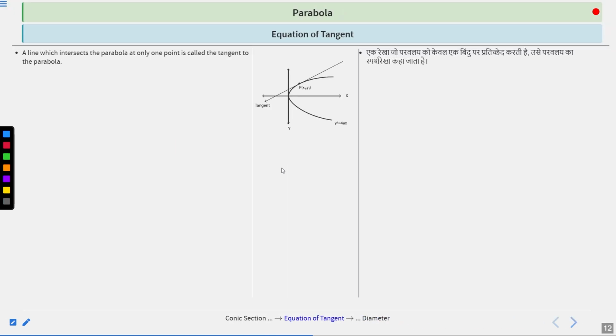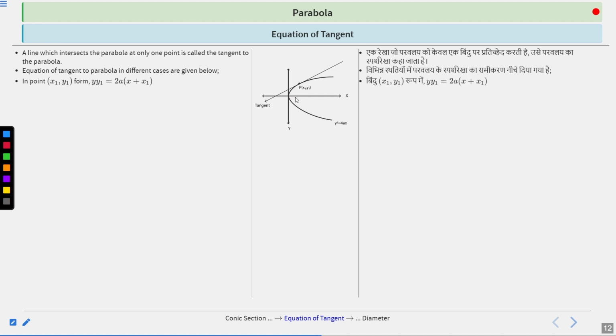Let's see the equation of tangent. We have a given parabola, and at point P(x1, y1) we have drawn a tangent. A line which intersects the parabola at only one point is called a tangent to the parabola, right? The equation of tangent to the parabola in different cases is given below.